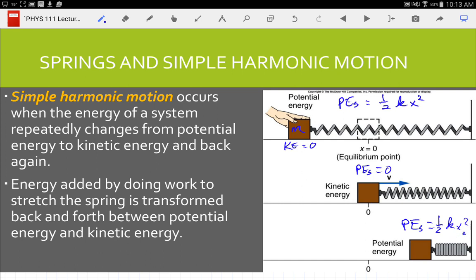How is the amount it's compressed in the end going to compare to the amount it was stretched to begin with? Remember, the kinetic energy here is going to be back to 0. So if you start with all potential energy, you convert to kinetic, and then you convert it back to potential, how's that potential energy going to compare to the potential energy you started with?